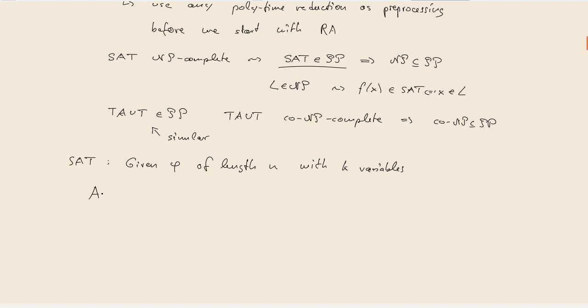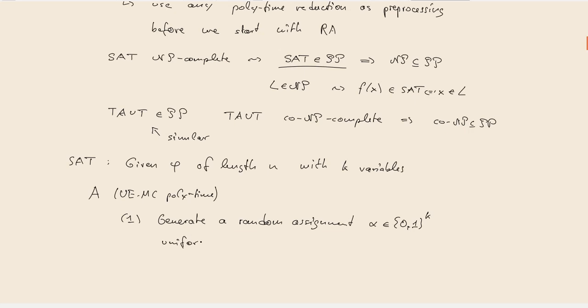Then our unbounded error Monte Carlo method in poly time, so A will be an algorithm of this kind. It proceeds as follows. First, we generate a random assignment for the k variables. So it's an alpha that assigns the value 0 or 1 to each of the k variables. Let's just write this as a vector. And it generates this assignment uniformly at random. We can easily do that with k random bits. That's obvious.